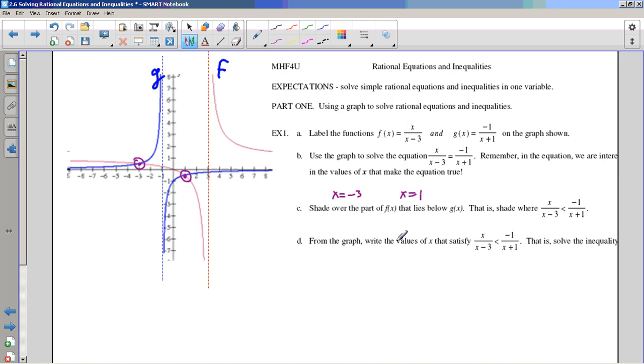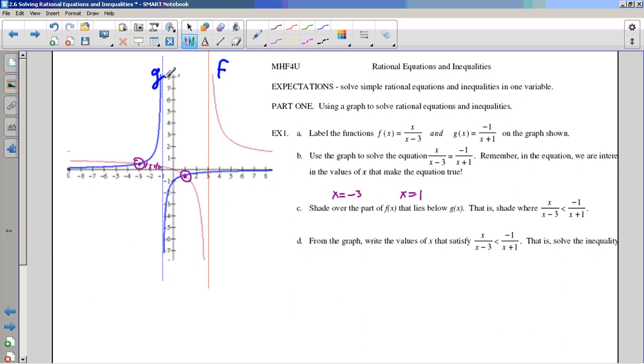No problem. Shade over the part of f(x) that lies below g(x). I'm going to read this from left to right, and we're interested in where f(x), the red one on my screen, is lower. Well, if I read left to right, the red one's higher, higher, higher, higher, higher, higher, higher, equal. And then now, in this part, the red one's lower. Red is lower than blue.